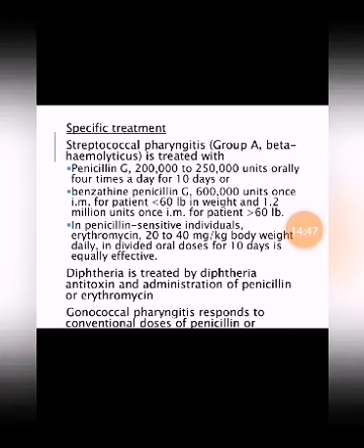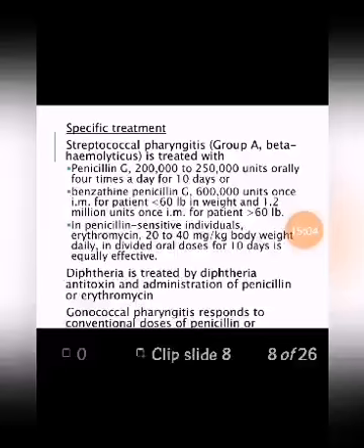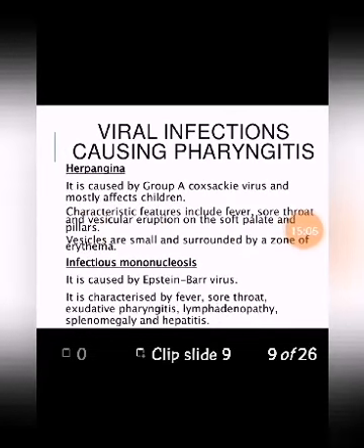For penicillin-sensitive individuals, erythromycin at 10 to 40 mg per kg body weight daily, divided in oral doses for 10 days, is fully effective. Diphtheria is treated by diphtheria antitoxin along with administration of penicillin or erythromycin, and gonococcal pharyngitis responds to conventional doses of penicillin.